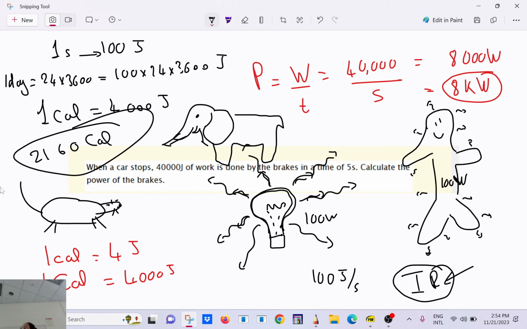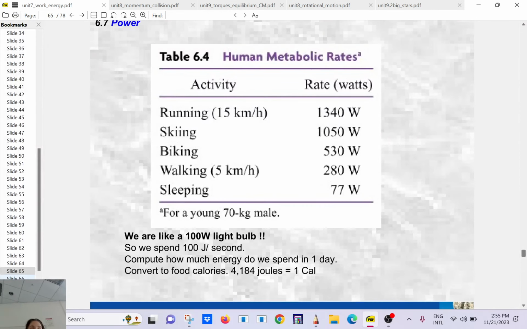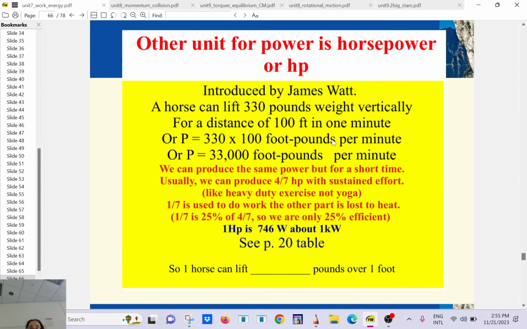Didn't your professor always say in biology we need on average 2000 food calories per day? When you are old like me, more like 1500. When you are young like you, more like 2000. When you are an athlete, maybe 4000, even more. But on average, why is that? Because we lose energy at a rate of 100 joules per second, which is power. Isn't that interesting? A lot of energy packed in food, right? One food calorie is about 4,000 joules. It's very depressing.